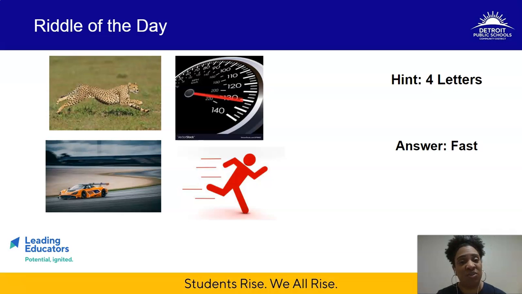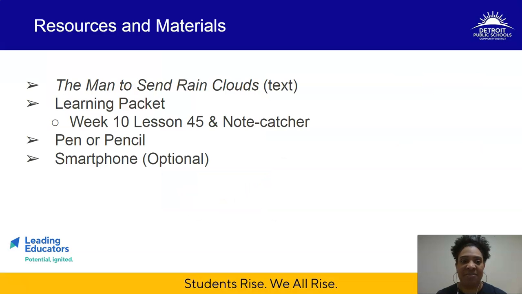So let's make sure that we have our materials so that we can meet that challenge, shall we? All right. You need the Man to Send Rain Clouds text. You need your learning packet. Turn to Week 10, Lesson 45 in the corresponding note catcher. You need a pen or pencil to write with, and a smartphone or mobile device is optional in case you want to access the text digitally.